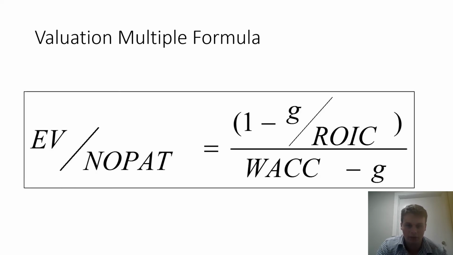And here it's written out. So this looks a lot easier. EV divided by NOPAT equals (1 minus growth divided by incremental ROIC) divided by (WACC minus G). So this is the formula, this is the holy grail, this is what we've been looking for, right? This is great. And this shows you a multiple is a function of growth, return on invested capital, and WACC. I'm going to explain now how these variables relate to each other and how it is either creating value or decreasing value.